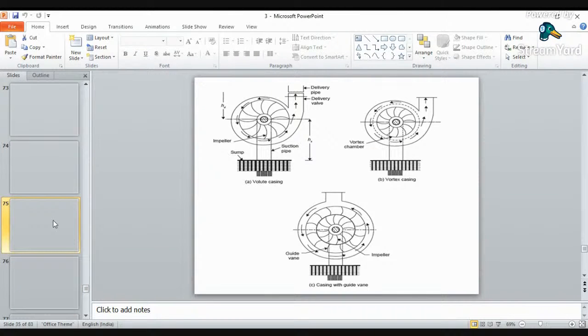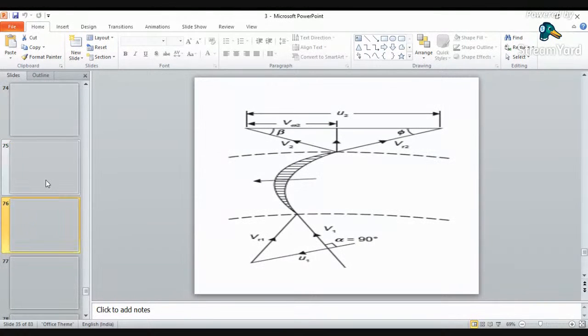Then there is a casing. The outer part of this is termed the casing. Then there is a delivery pipe. The upper pipe is your delivery pipe, and this lower pipe is your suction pipe. By means of the delivery pipe, you will get your water at the outlet, and the suction pipe is used for the entry of the water. Now we will go with the working of the centrifugal pump.